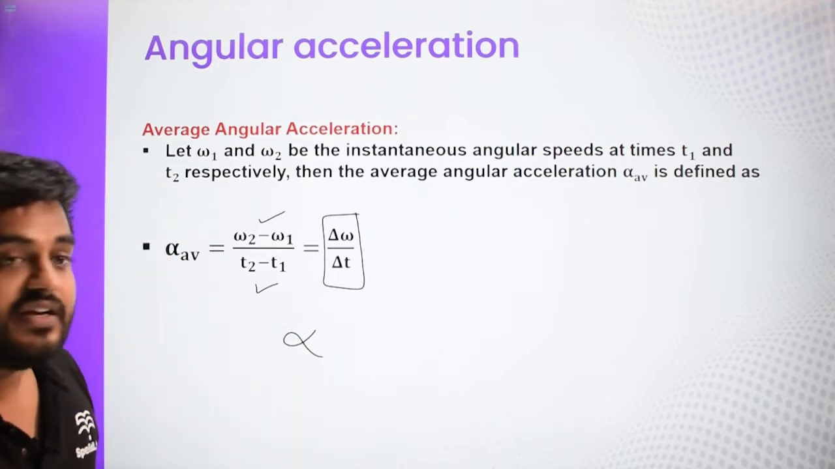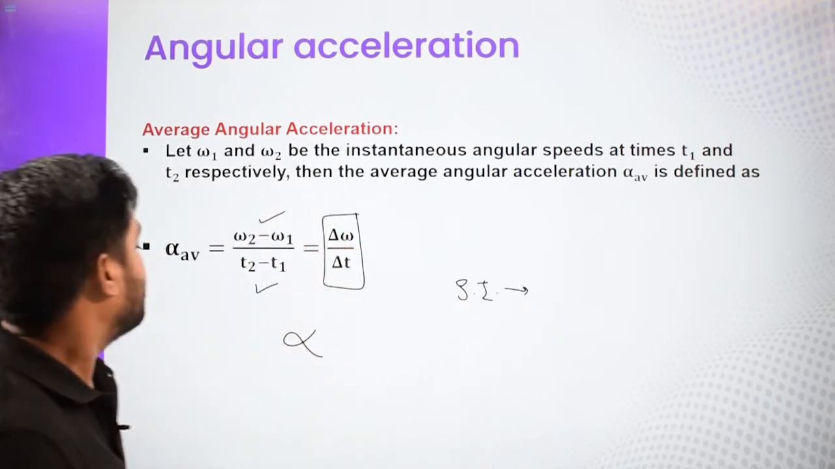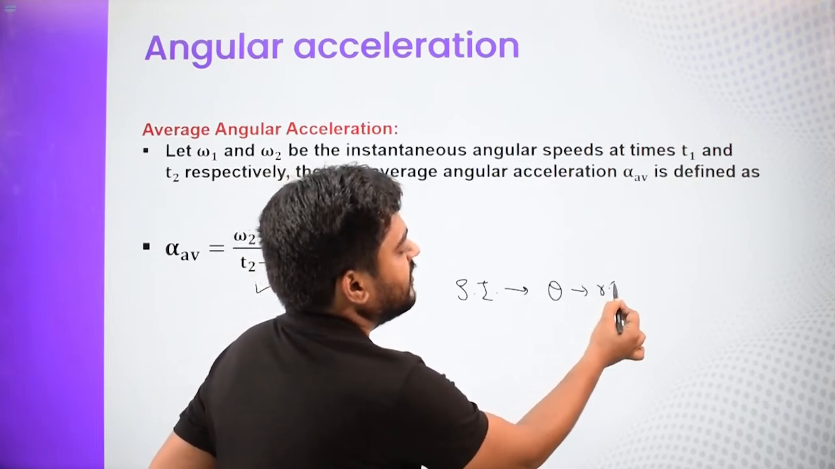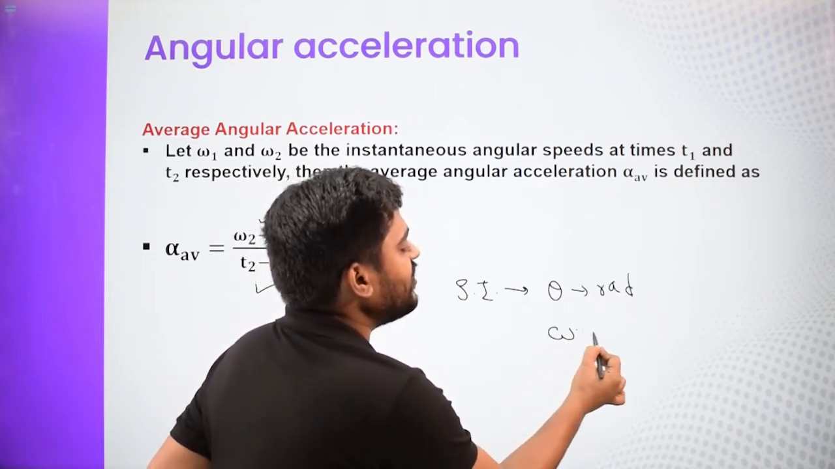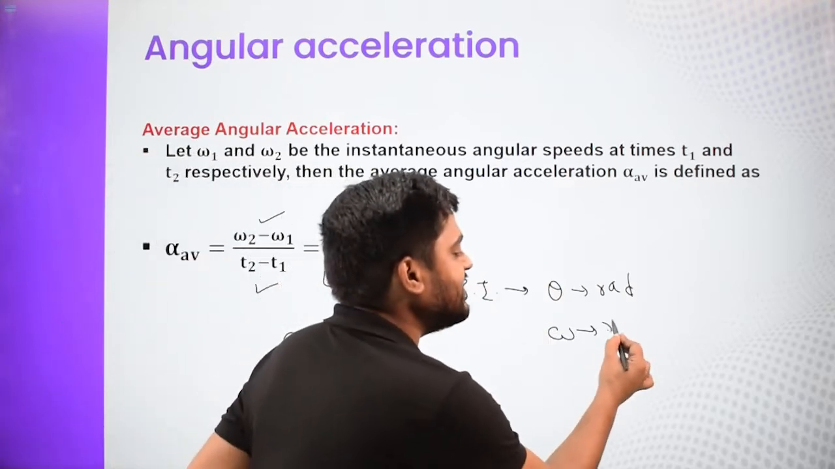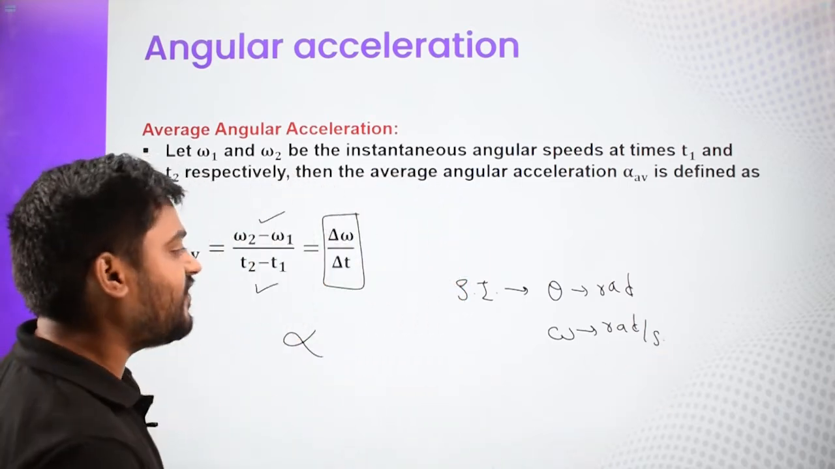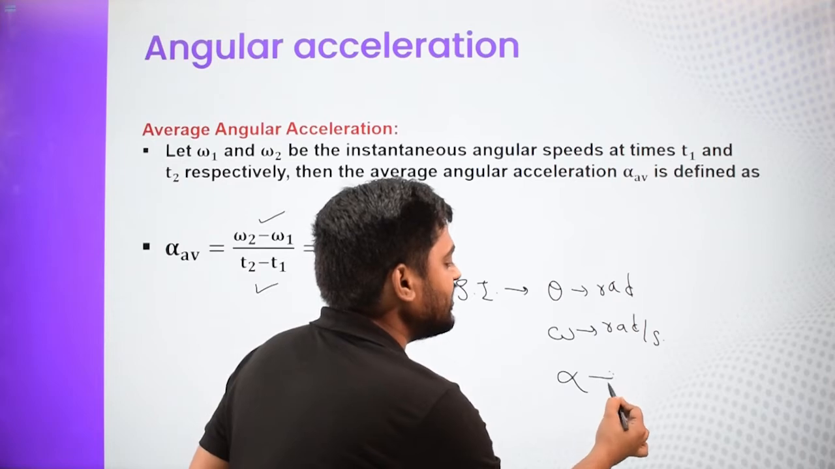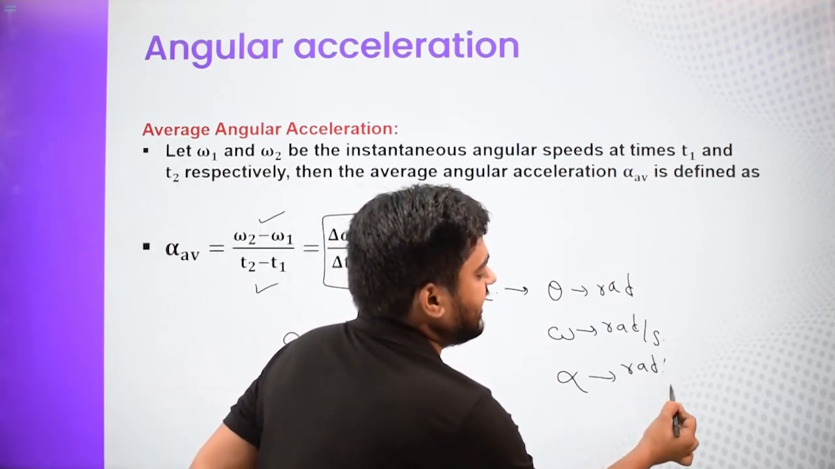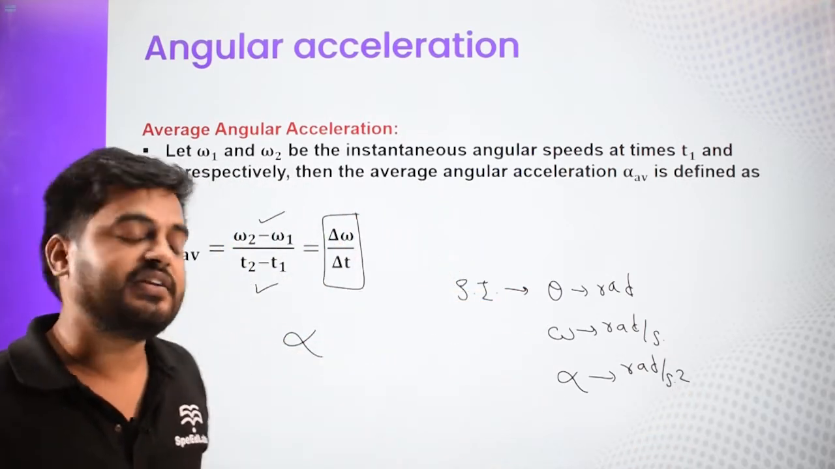And what about the SI unit? If we talk about the SI unit, the SI unit for theta was radian. The omega, the angular velocity, is basically change in angular displacement divided by time taken, so it is radian per second. And now the SI unit of alpha is going to be the change in angular velocity divided by time taken, so it will be radian per second square. Like this is a vector quantity, these two are also vector quantities.